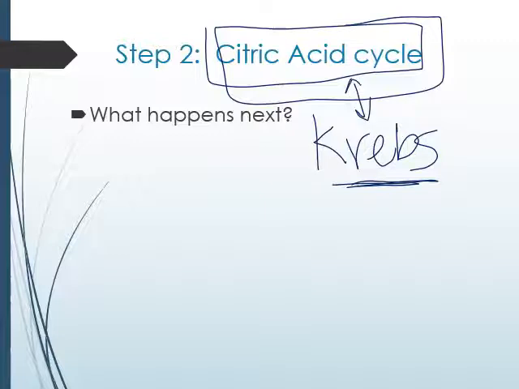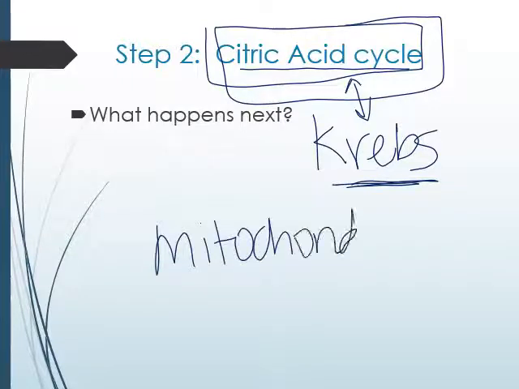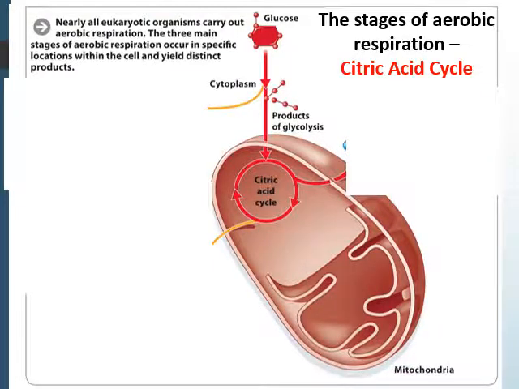Know that I'll probably stick to referring to it as citric acid cycle, but I kind of go back and forth too. Okay, so this is step 2. So now we're moving on from glycolysis where we're in the cytoplasm. Now we're moving into the mitochondria. Okay, and that's where we're going to go through our whole Krebs cycle.